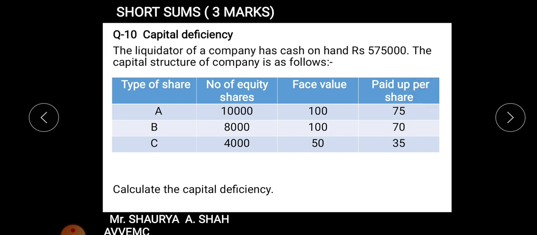Paid up share value is 75, total is 100. Paid up share value is 70, there it is 100. Paid up share value is 35 and it is 50, right? Now what is asked, students? You need to calculate the capital deficiency.